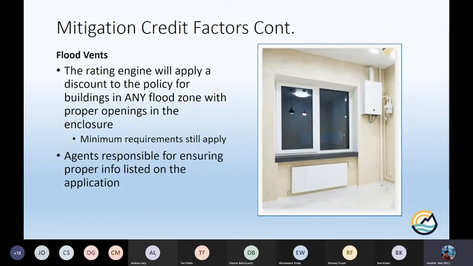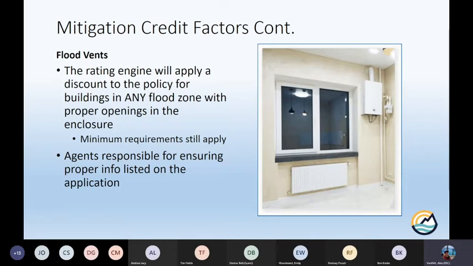Another mitigation credit that's going to be out there is flood vents. So the rating engine is going to apply the discount to any policy in any flood zone that has the correct number of openings. The minimum flood vent requirements still apply. You still have to have a minimum of two. They have to be on at least two walls, within a foot of grade, and you have to have 1 square inch of vent space per square foot of enclosed space. All of that still applies just like it does right now.